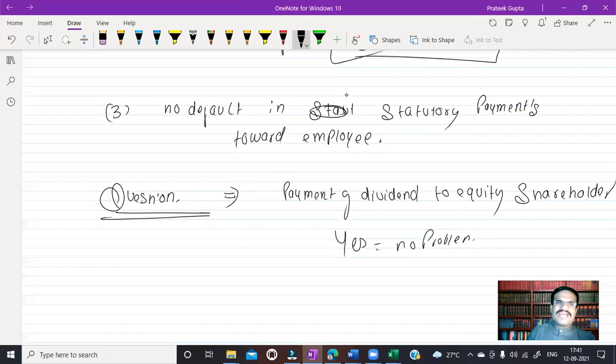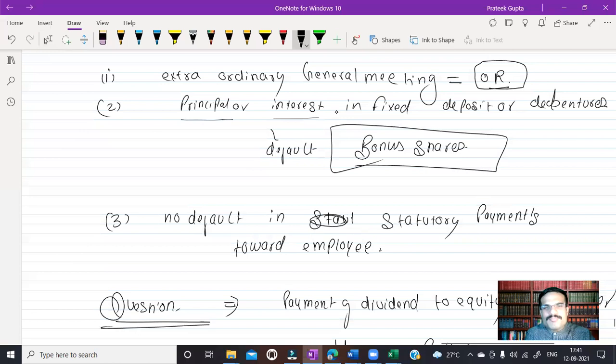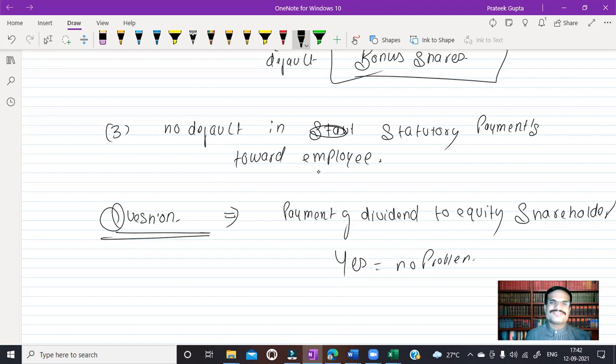Sir, I have written that there is no default in the principal amount or the interest amount in the fixed deposits or debentures. Did I write that the company should not default in payment of dividend to the equity shareholders? No sir, I have not written the same. So if I have not written it, it means this is allowed. If the company has made the default in the payment of dividend, then sir, no problem as such. The company can issue the bonus shares in this case. Understood, sir. No problem as such.